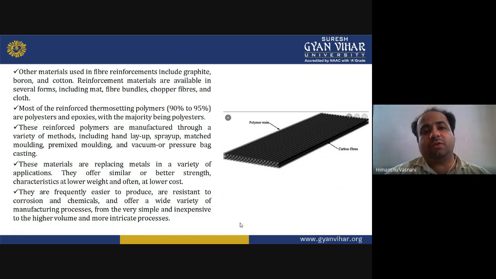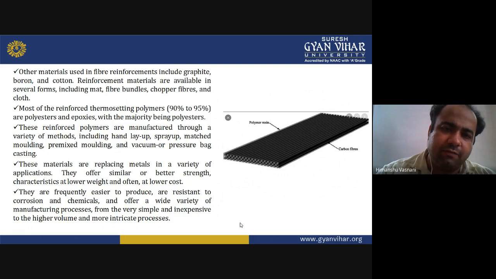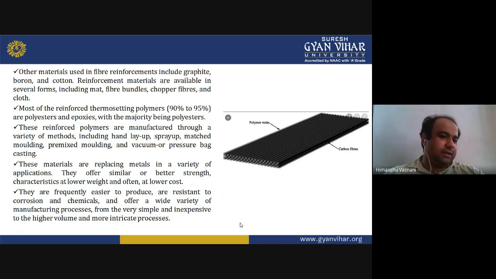Now, most of the reinforced thermosetting polymers, like 90 to 95%, are polyesters and epoxies, with the majority being polyesters. These reinforced polymers are manufactured through a variety of processes, including hand layup, spray up, matched molding, premixed molding, and vacuum or pressure bag casting.